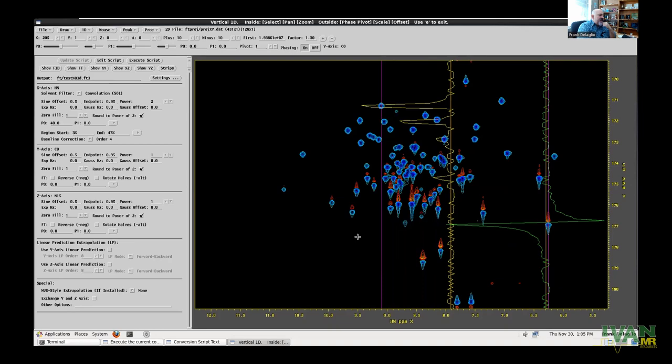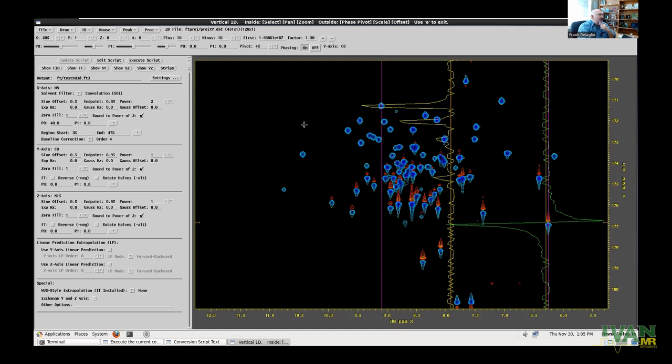In order to interactively choose first order phase correction, a convenient way to do this is by use of a phase pivot. And we do that by using the left mouse button and moving it to point to a peak. It may be hard to see, but there are little arrows on either side of the screen that show where the phase pivot is. And I'm going to point to a given peak that's on the screen.